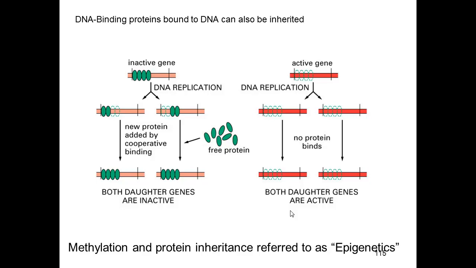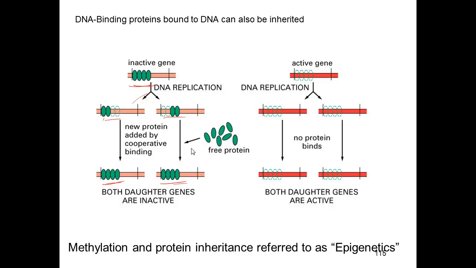Not only can you inherit the methylation status of cytosines, you can also inherit the status of protein being bound to DNA. If many subunits are bound at a particular locus, the distribution of those proteins when the cell divides can be more or less stochastic. Some proteins will go over here, some proteins will go over here. They will serve as seeds for additional protein to bind the DNA. And now, because a few have gone to each side, you replenish the full complement of proteins binding at that gene.